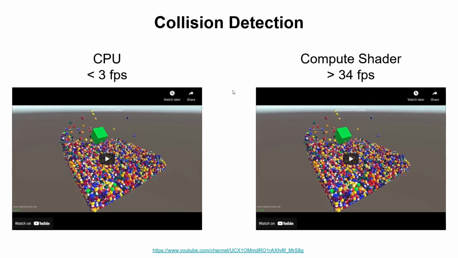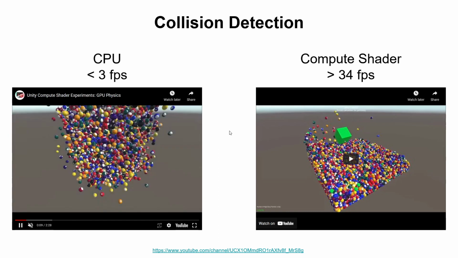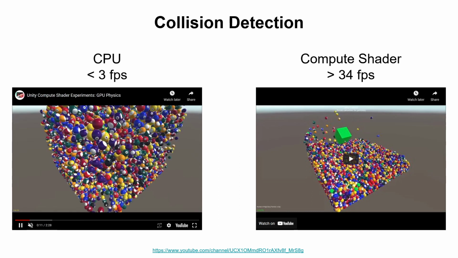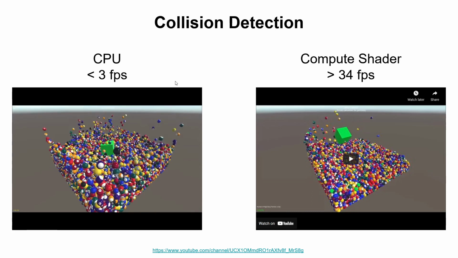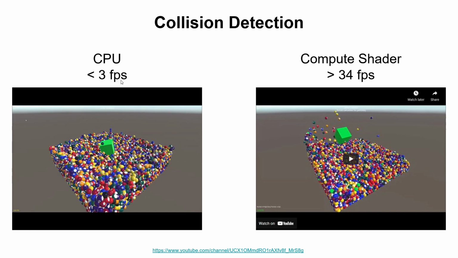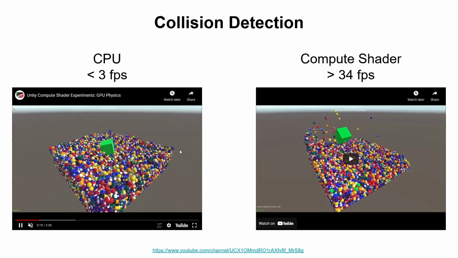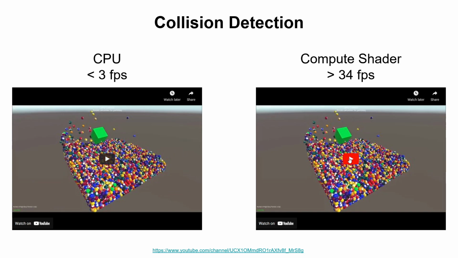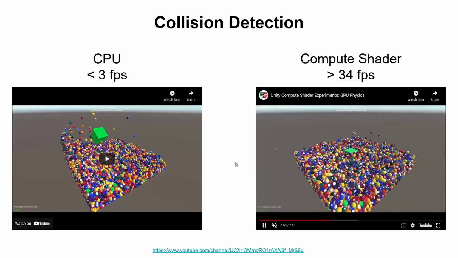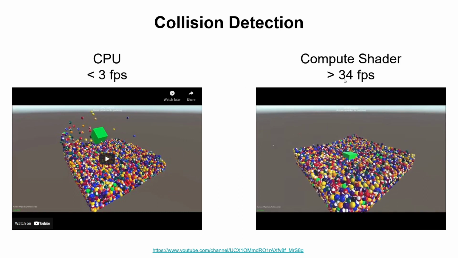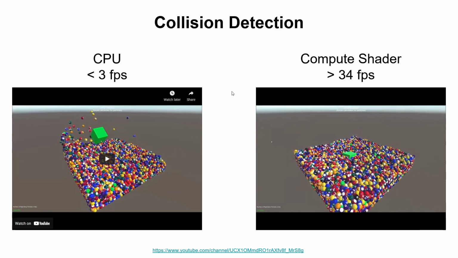To close out the presentation, let's look at some examples of compute shaders in action. Here is an example using collision detection in the Unity game engine. Using just the CPU and the built-in collision detection system, we get pretty abysmal performance, rendering less than 3 frames per second. Using the compute shader, we get a much smoother result with over 34 frames per second, which is over a 10 times performance increase.